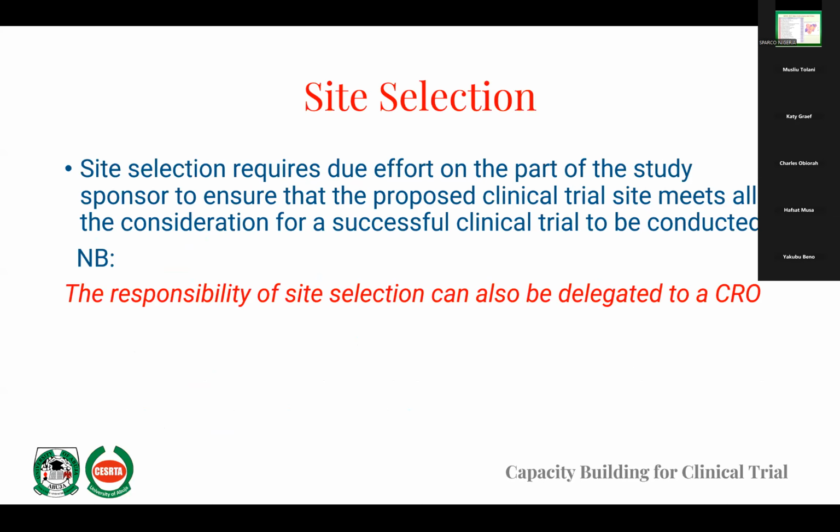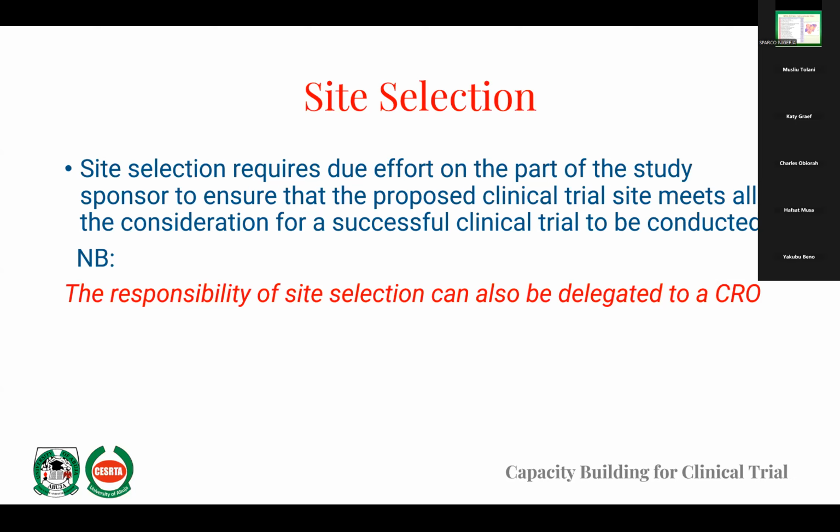So site selection requires due effort on the part of the study sponsor to ensure that the proposed study site meets all the considerations for a successful clinical trial to be conducted. Like I said, the selection is done by the person who is sponsoring these studies. However, the sponsor might decide to delegate this responsibility to the contract research organization to do that for him or her. So again, we want to see this because sometimes they need to go to the site to verify what they want to see at the site before they are able to pick those sites.